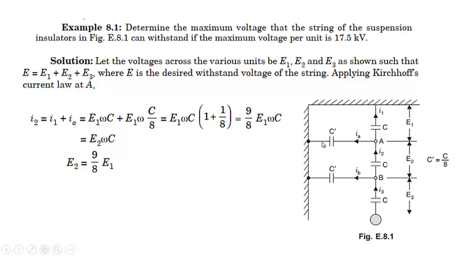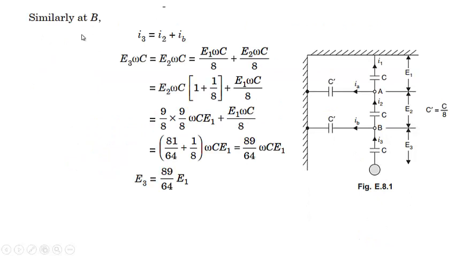The voltage across here is also equal to E1. It will be E1 omega C dash, and C dash is C by 8. Omega C will cancel out. And this I2 will be equal to E2 into omega C. So from here, when we equate them, E2 is equal to 9 by 8 E1. Similarly, at point B, I3 is equal to I2 plus IB. By similar calculation, you will get that E3 is equal to 89 by 64 E1.